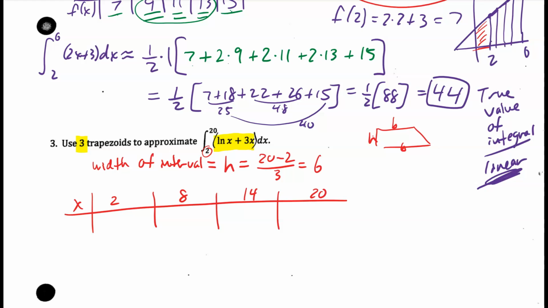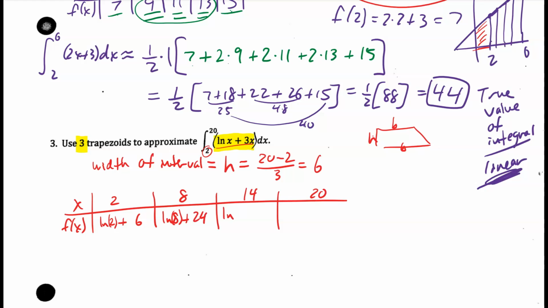Now, for your function values, your f of x values, or g of x, whatever you want to call it, we are just plugging into this function. So you're going to get ln of 2 plus 3 times 2, which is 6. Then you get ln of 8 plus 3 times 8, which is 24.